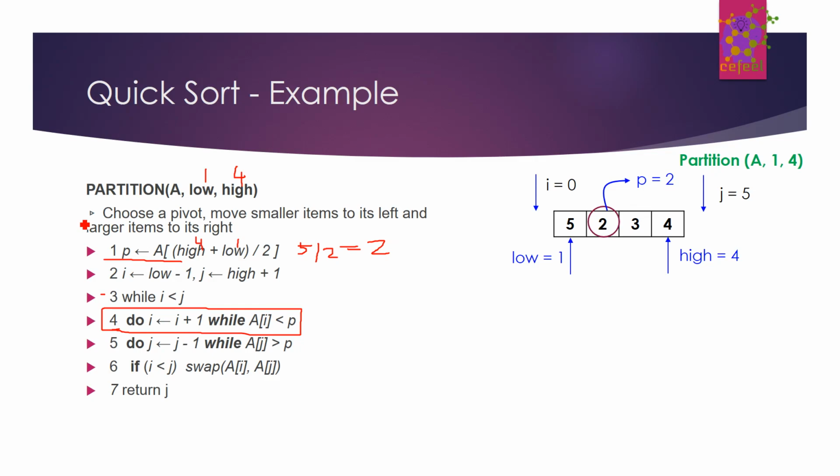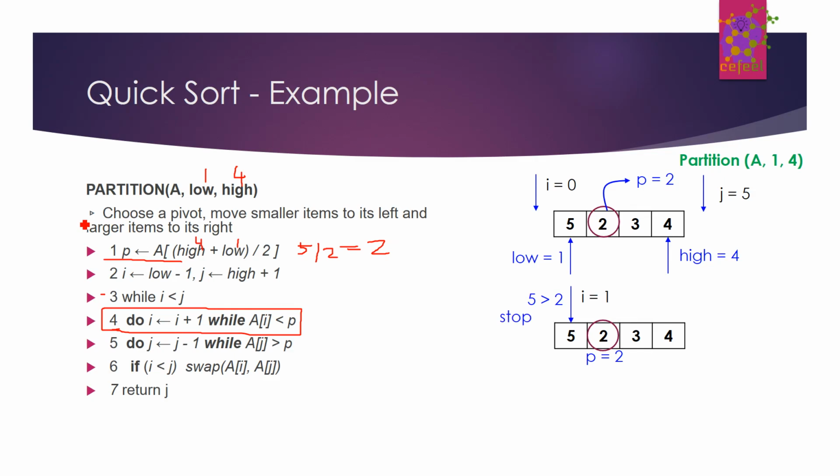We keep incrementing I till we find an anomaly, which means till we find an element that is greater than the pivot on the left side. So I will be incremented to 1 and 5 will be compared with 2. 5 is greater than 2, so we have found an anomaly, because 5 should be on the right side of the 2.